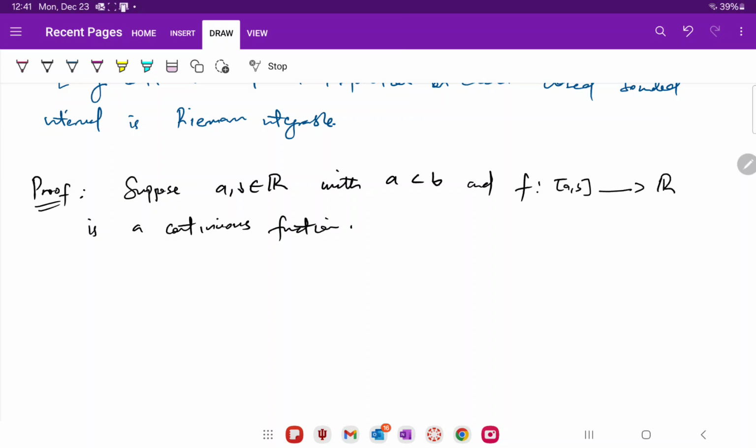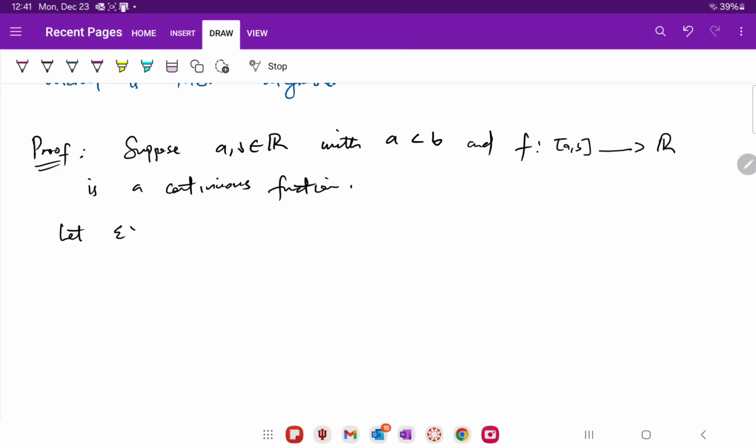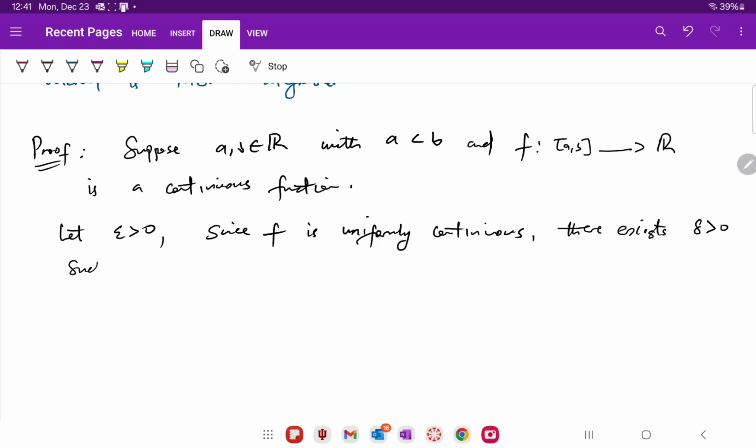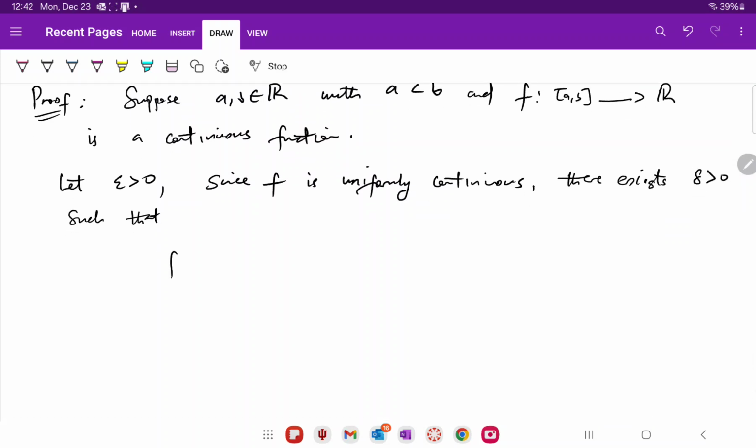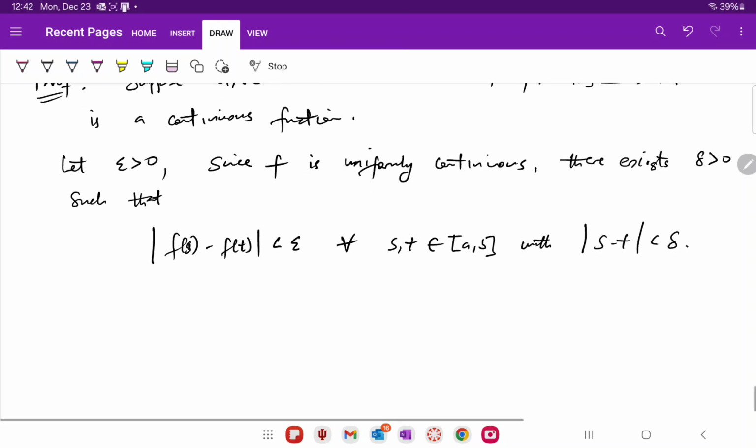So we know from our standard theorem from undergrad real analysis, f is bounded and then is continuous. So let epsilon be greater than 0. Since f is uniformly continuous, we have there exists a delta greater than 0 such that we have |f(s) - f(t)| is less than epsilon, that is for all s, t that belong to [a, b], and then |s - t| is less than delta. So we have that by definitions.